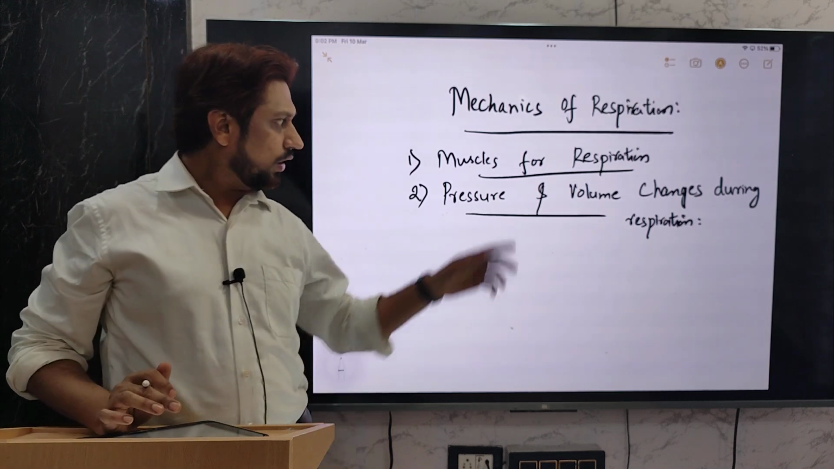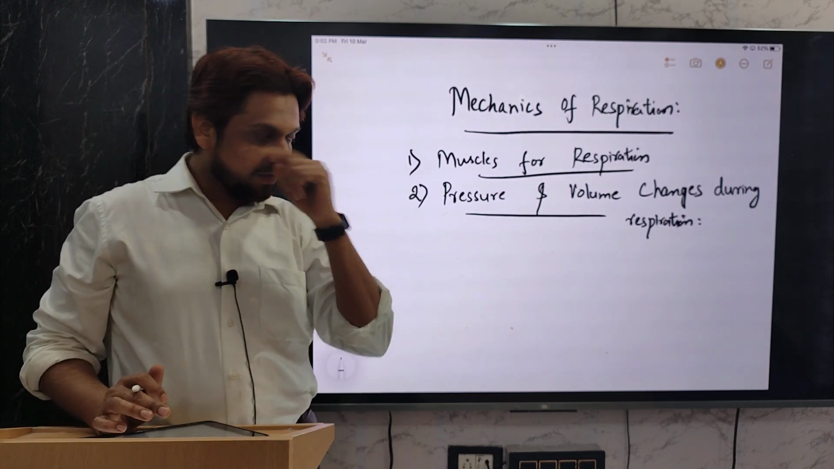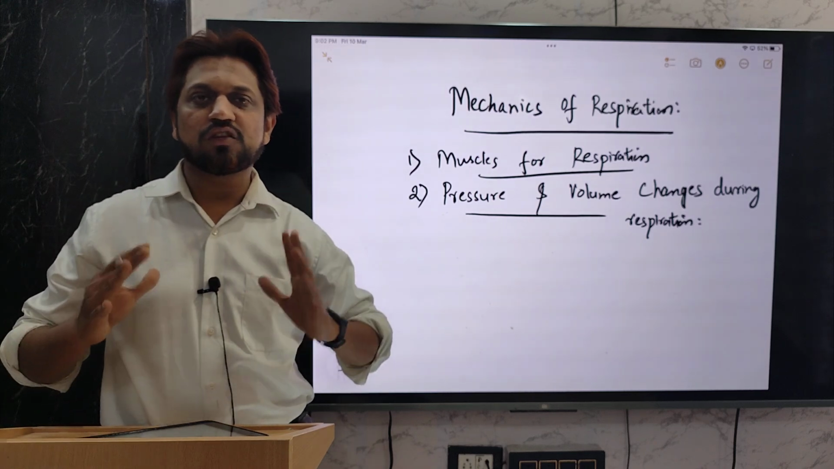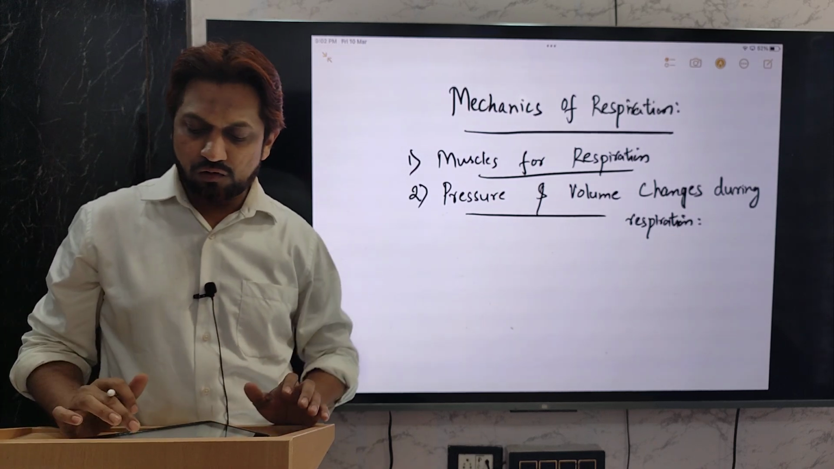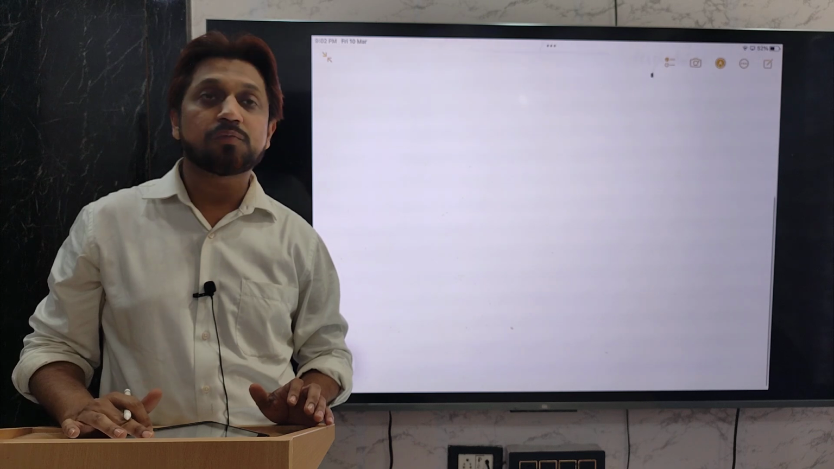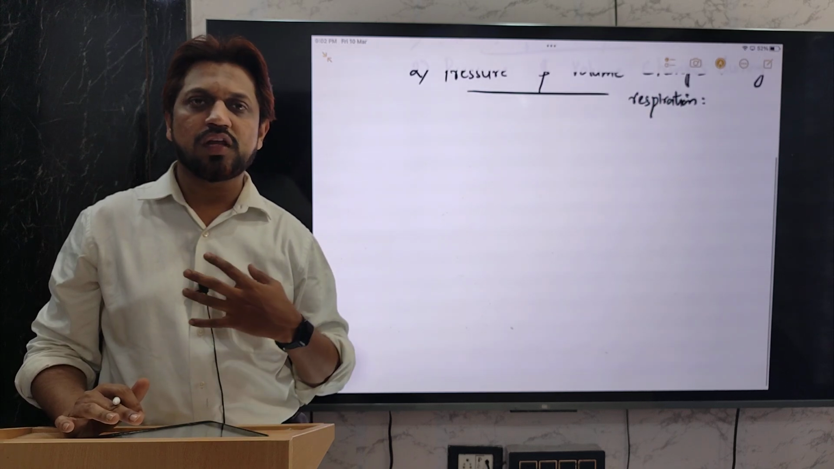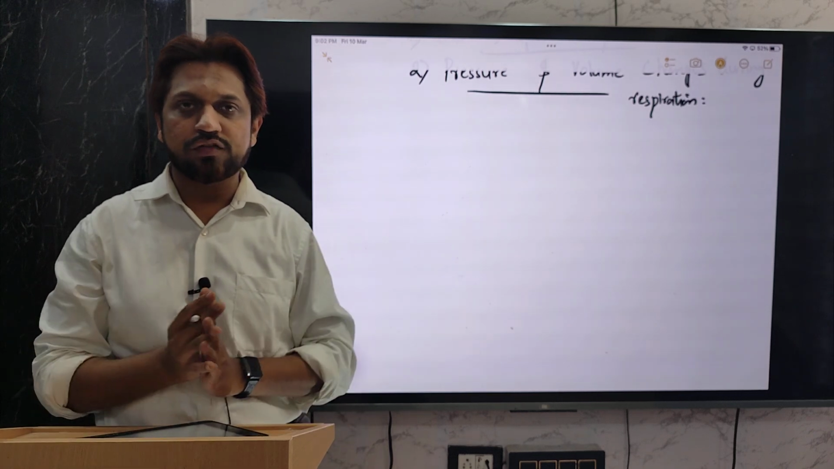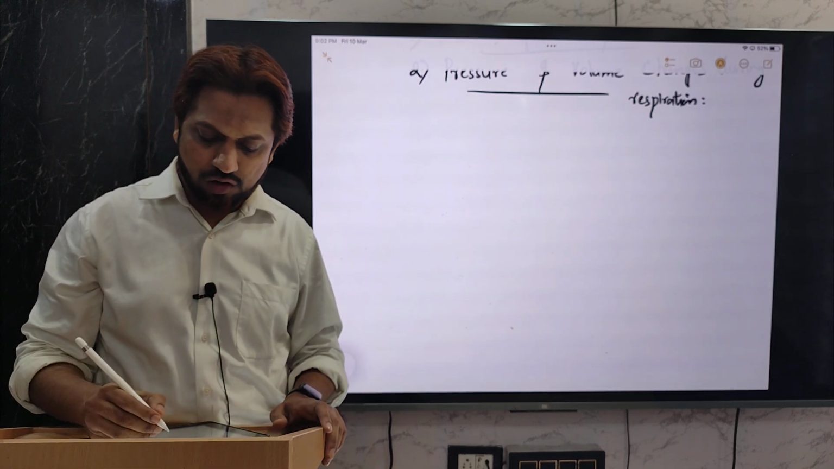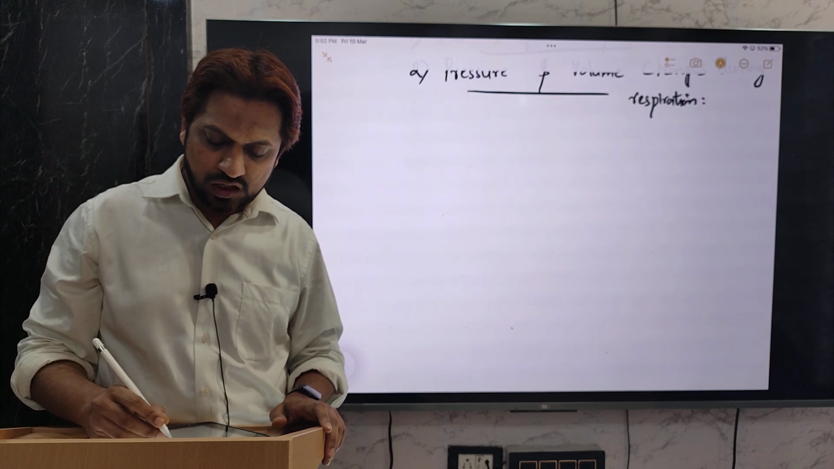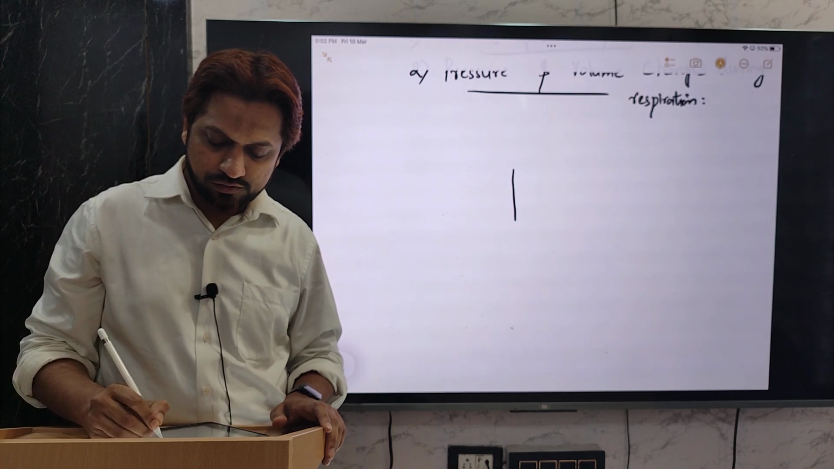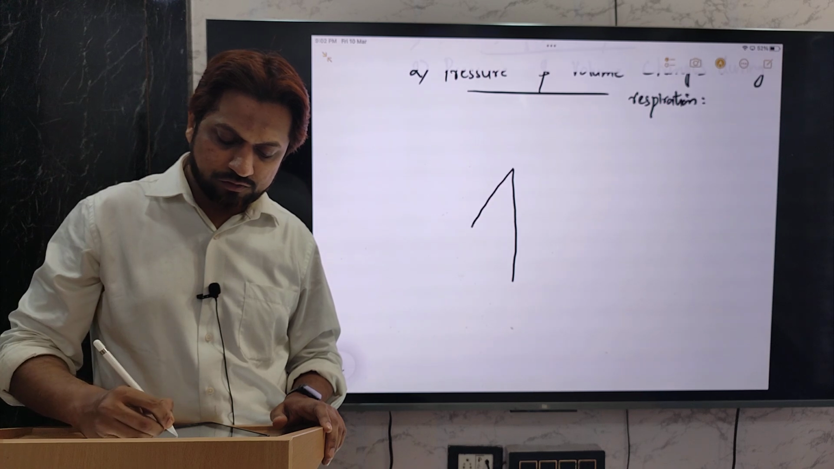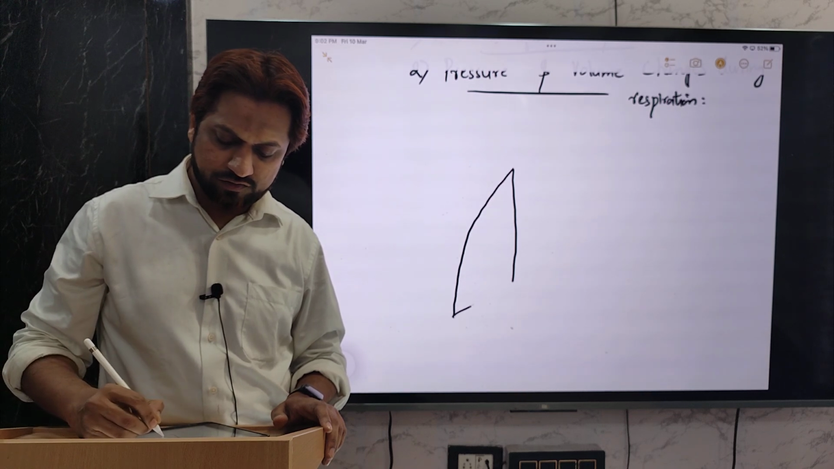Before going into detail about the muscles of respiration, let's have a background about the respiratory process and the structures involved in respiration. We are just going to discuss the lungs and the thoracic cage, or thoracic cavity, or chest wall. What does it consist of? I'll just draw a rough line diagram of one lung, the right side lung.